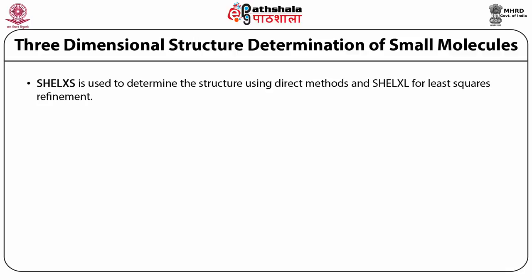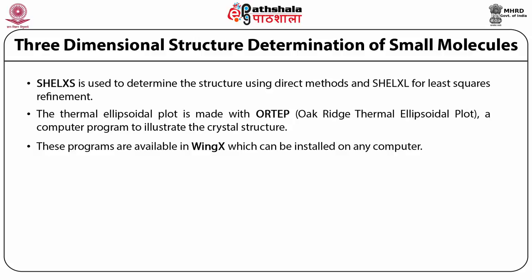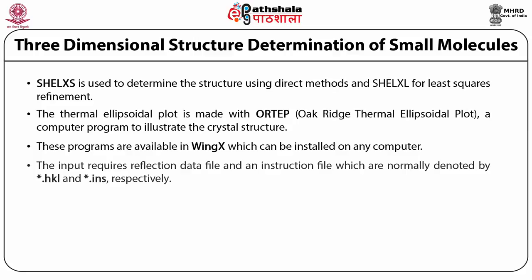So usually the plotting is done by the program RTAP. The PC version has been done by Professor Zsolnai, and the name is ZRTAP. All these programs are available in a suite known as WinGX, and it can be got freely once you write to the authors. Now, this SHELXS program expects the user to provide 2 files. One is the intensity data file called star.hkl and the other file known as star.ins, the instruction file.